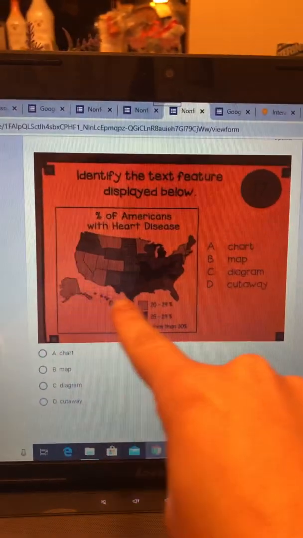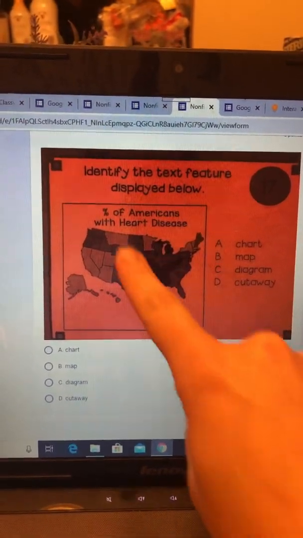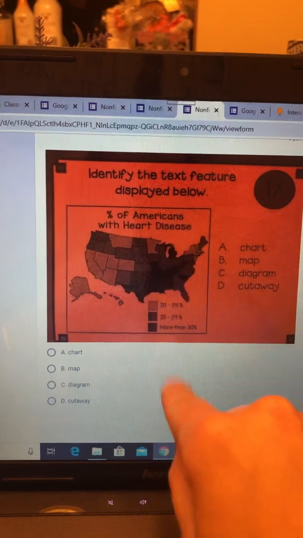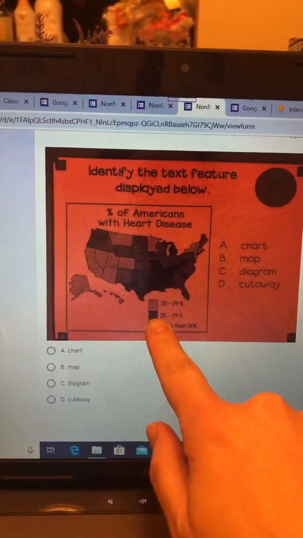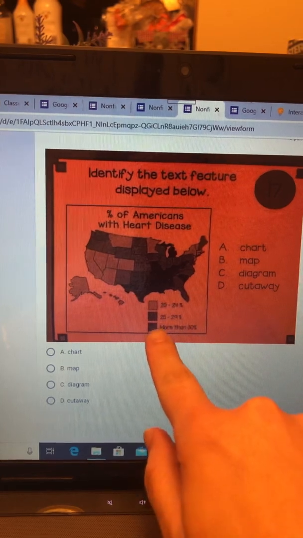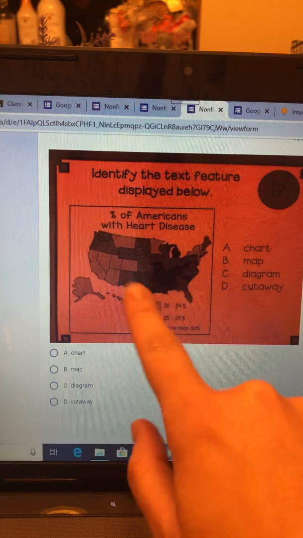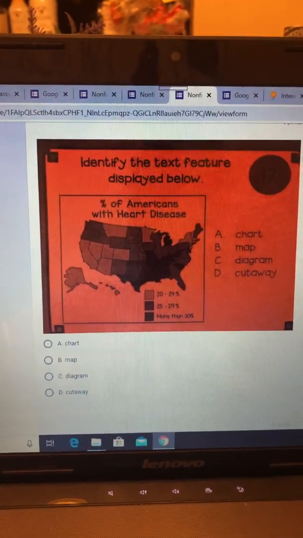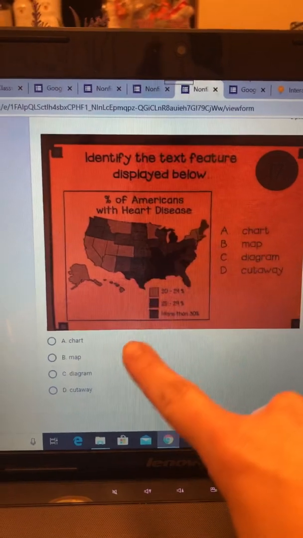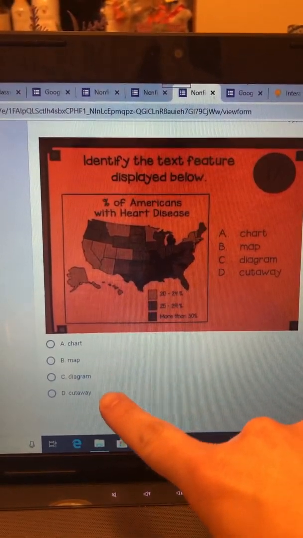Right here I have the United States, and it is color-coded. It tells us what percent of Americans have heart disease. The light color is 20 to 24%, the medium color is 25 to 29%, and the darkest is more than 30. So it shows you which states have which percentage of heart disease. So is this a chart, a map, a diagram, or a cutaway?